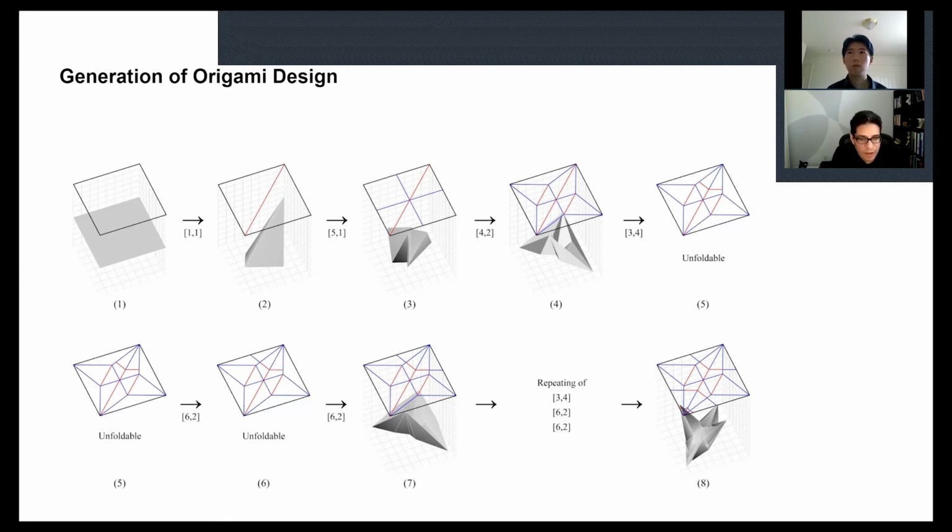Then we need to apply rules to make these corrections. In step number 7, since the folding of the crane head is similar to the tail, we have to repeat the operations on the other side of the mountain line. After that, we have completed the crane origami design, in which we have successfully used our shape grammar.